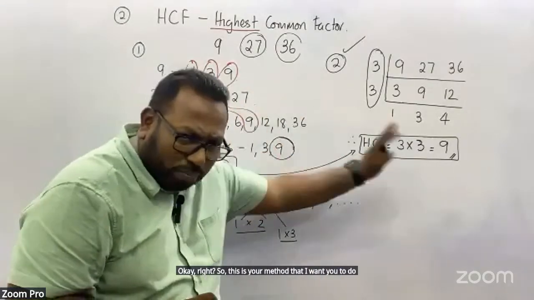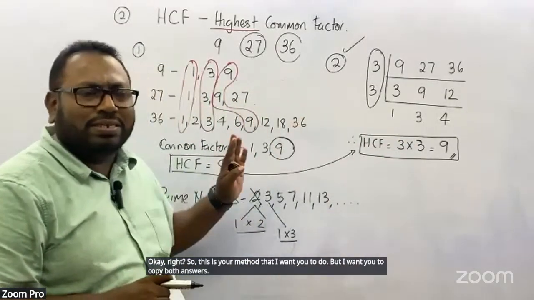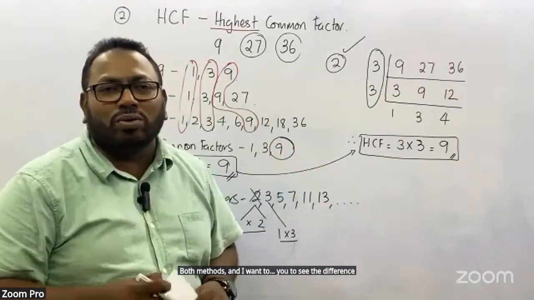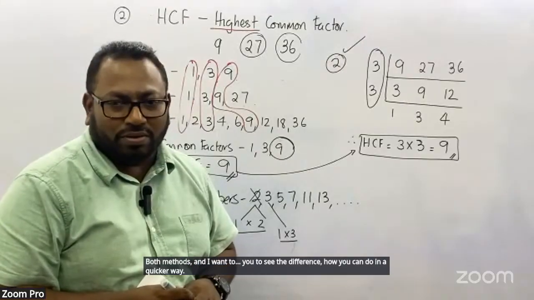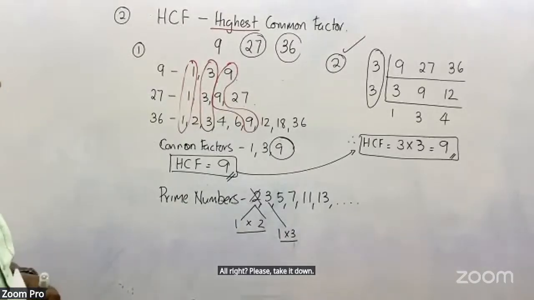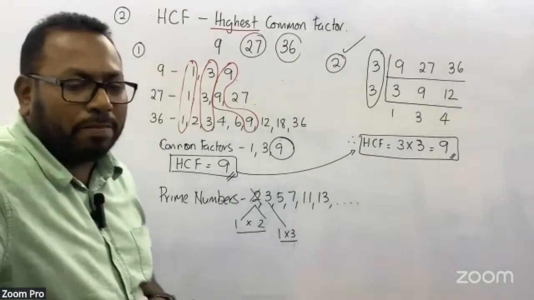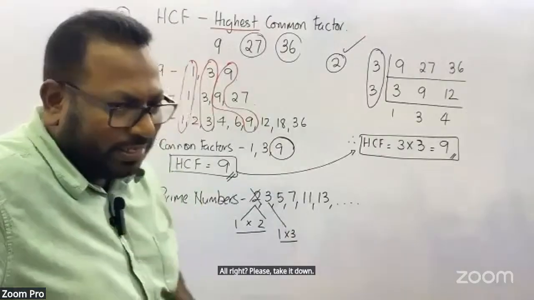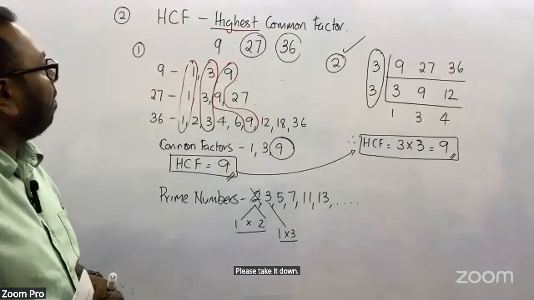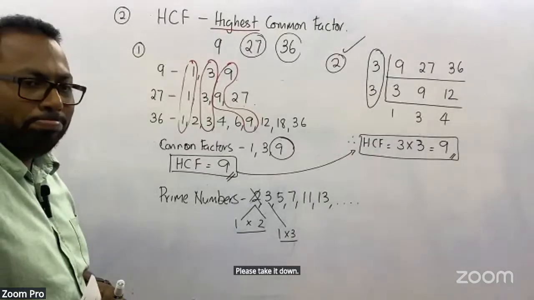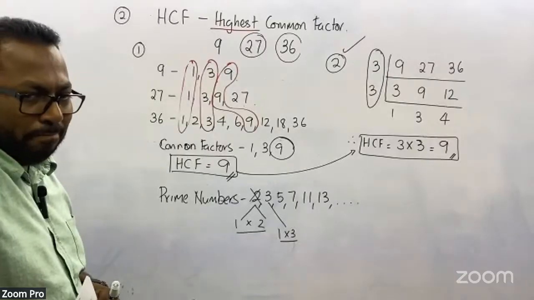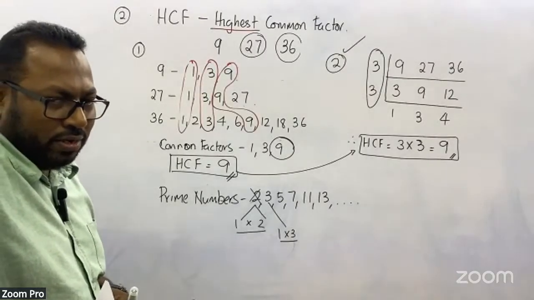But I want you to copy both answers, both methods, and I want you to see the difference, how you can do it in a quicker way. All right? Please take it down. All right. Anybody, any questions?